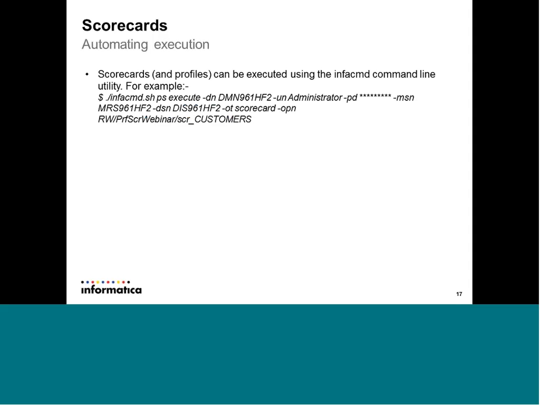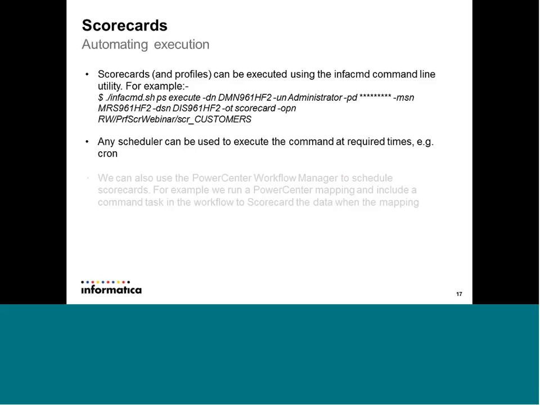And then you give it the location. So my particular scorecard is in a project called RW. There is a folder within that called PRF SCR webinar, and then the actual scorecard is called SCR customers. And it's that simple to run one from the command line. And then you can create scripts to run those in any scheduler, so you could use, for example, cron on Unix, or just Task Scheduler on Windows, or if you have your own third-party scheduler, that can be used as well.